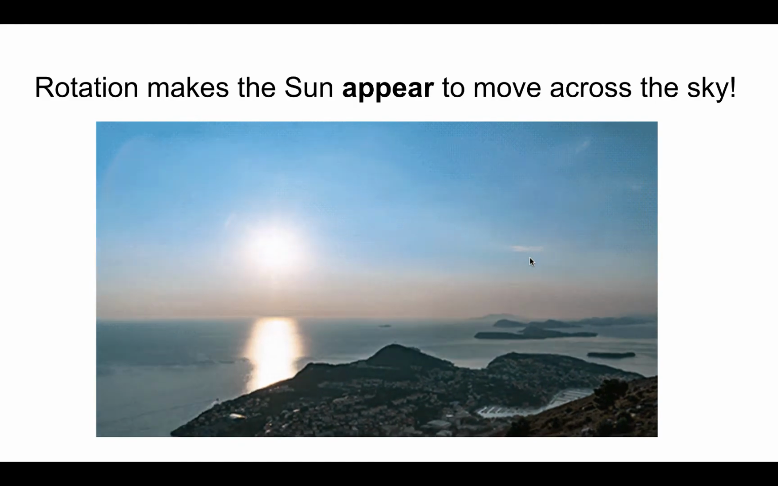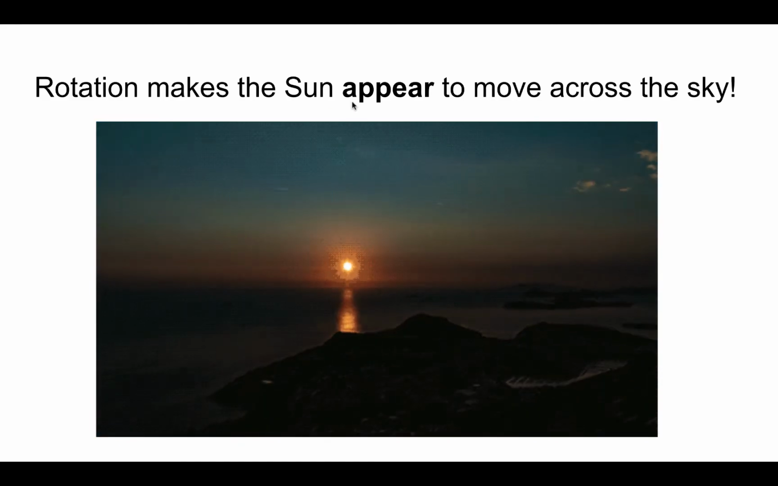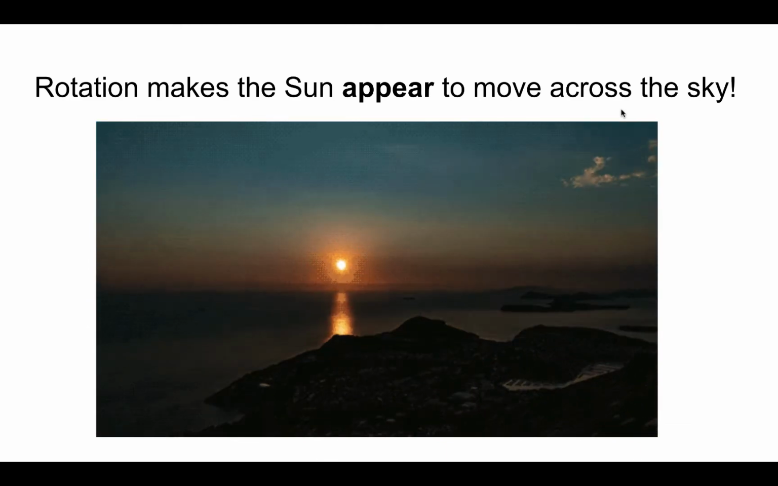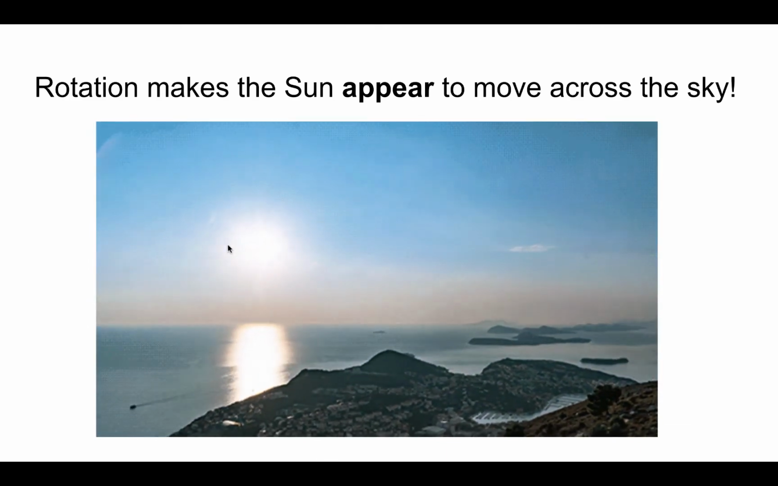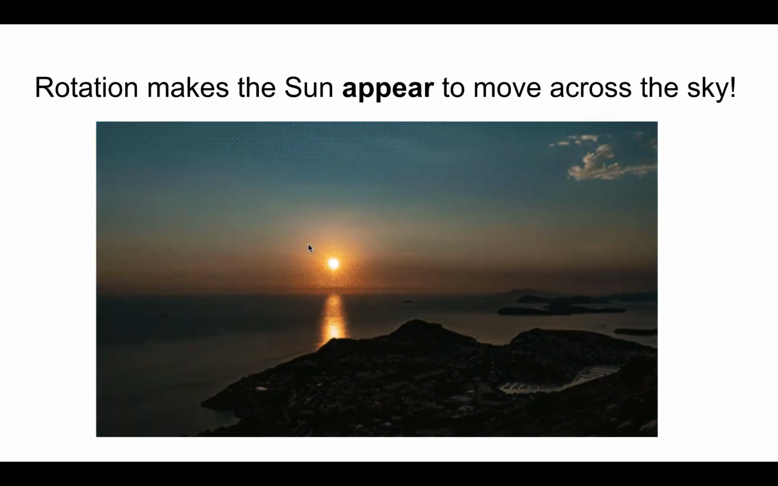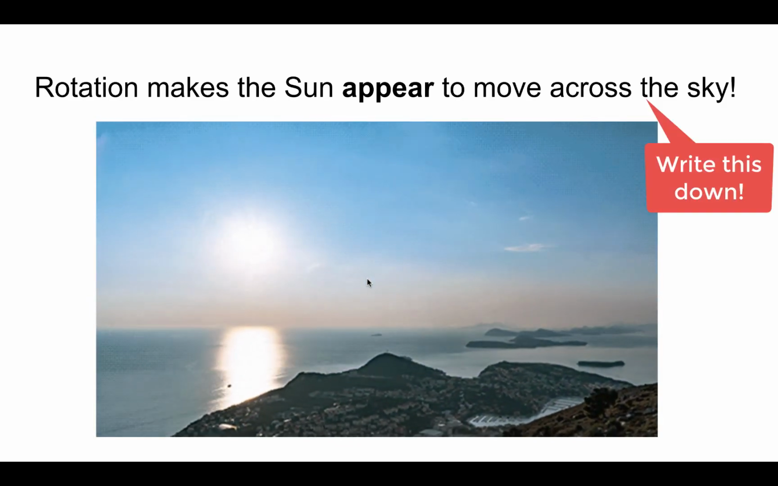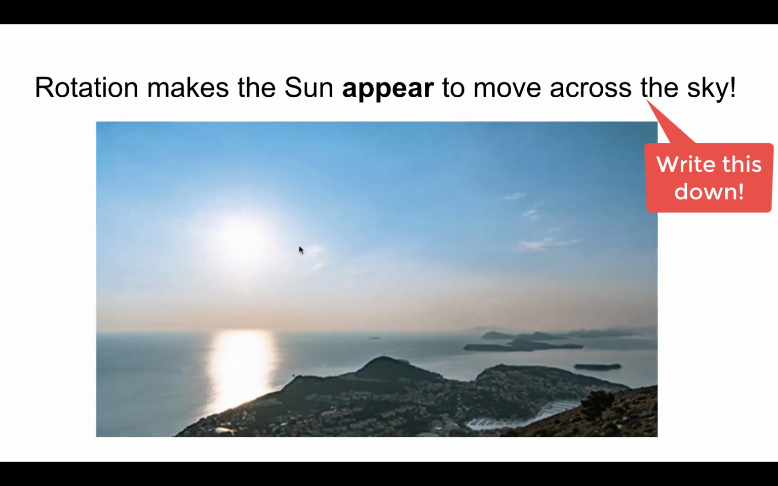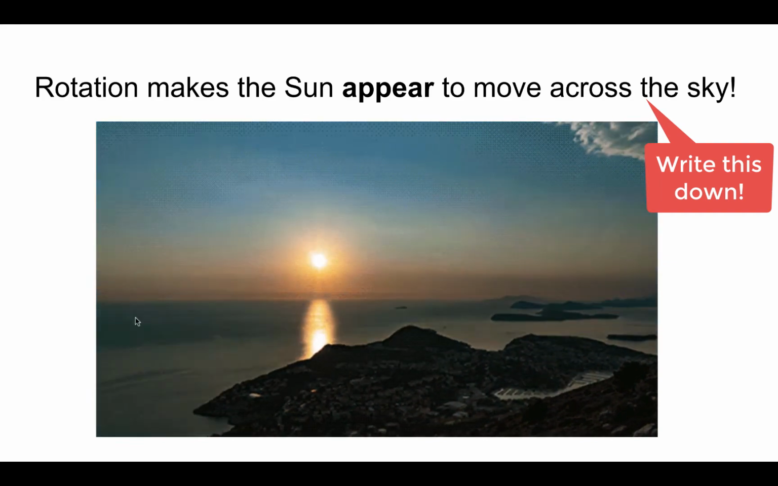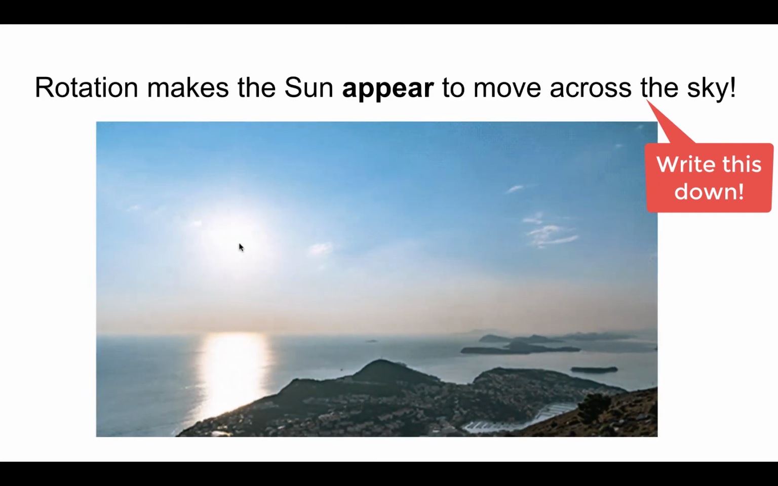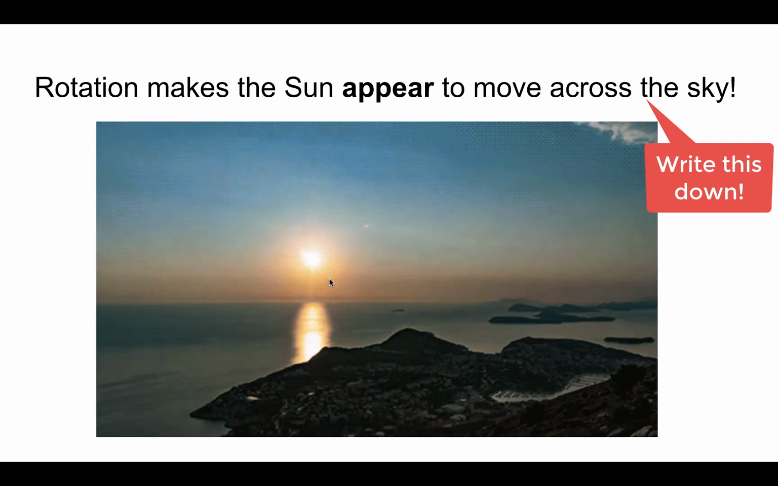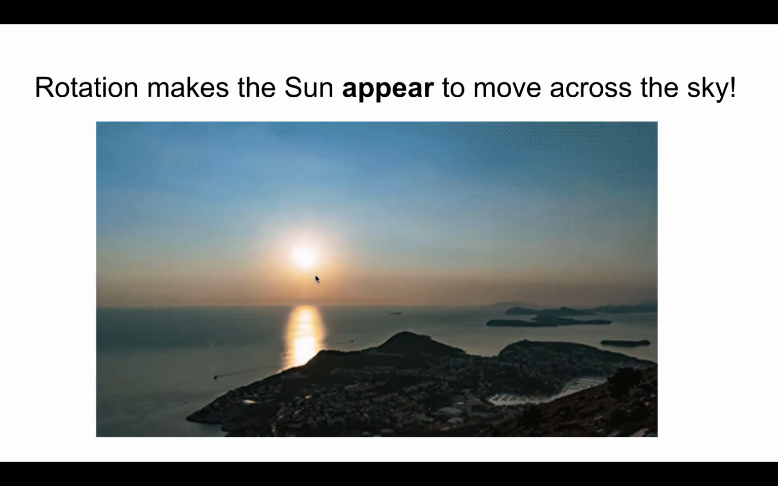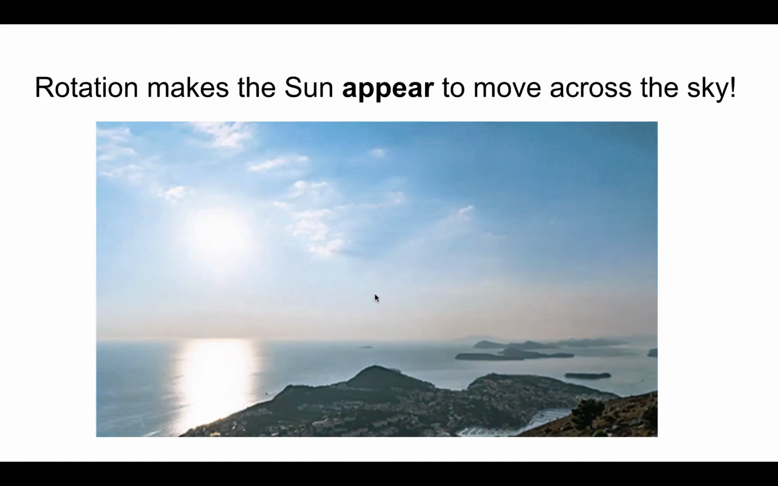Now, the rotation of the Earth makes the sun appear to move across the sky, okay? Write this down, this is an important note. As you can see in the picture, because the Earth is rotating, it looks like the sun is moving across the sky like in this little video, right? But the sun's not actually moving. We are the ones that are spinning, right? The sun is staying in one place, but we are spinning away from the sun right now. So we're experiencing sunset as the Earth rotates and the sun looks like it's moving away from us, okay?